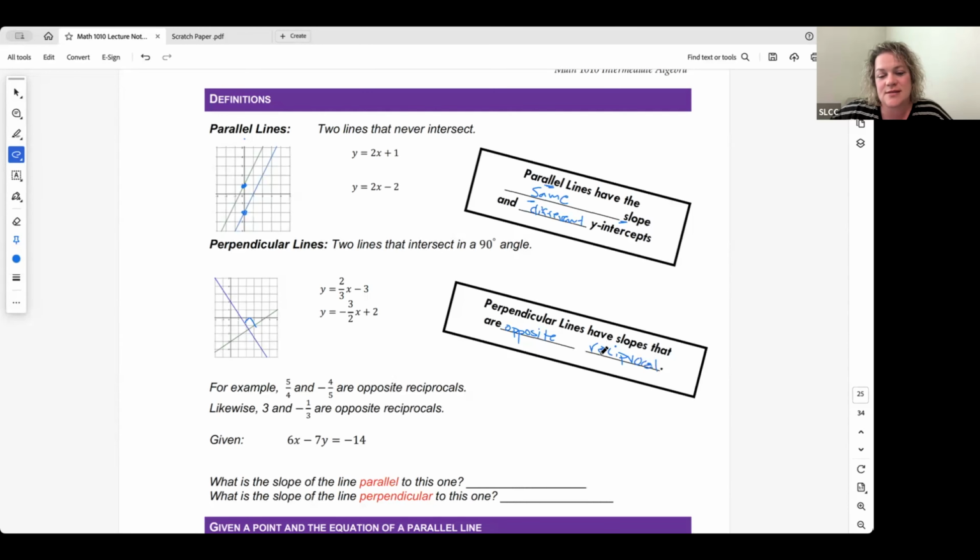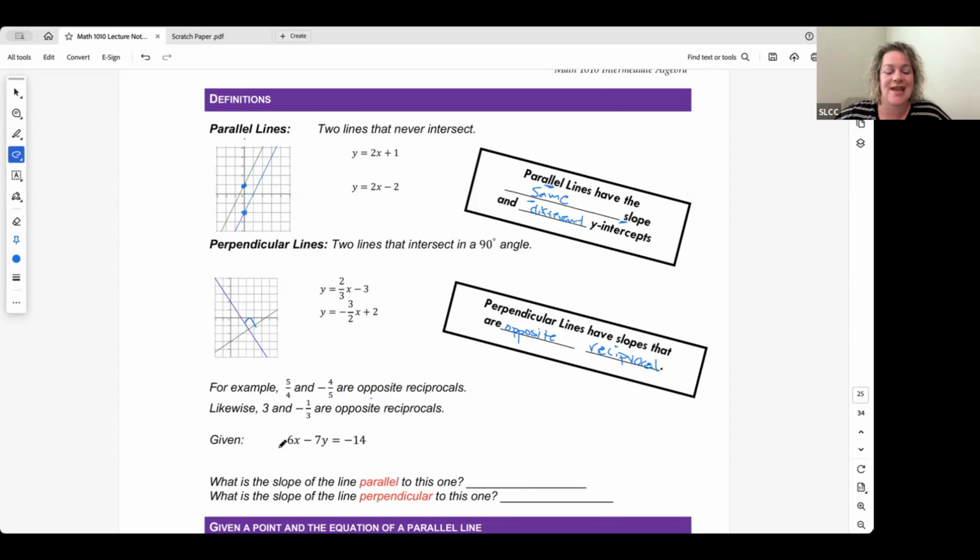Reciprocal just means flip it. So notice here is 2/3. The reciprocal is 3/2. Here's another example, 5/4 and negative 4/5. They are opposite because one is positive and one is negative, and they're reciprocals because they're flipped. Likewise, 3 and negative 1/3. So when you just see a whole number and think, oh no, we can't take the reciprocal, yes, you can. It's always divided by 1. Notice 3 is the same as 3/1.